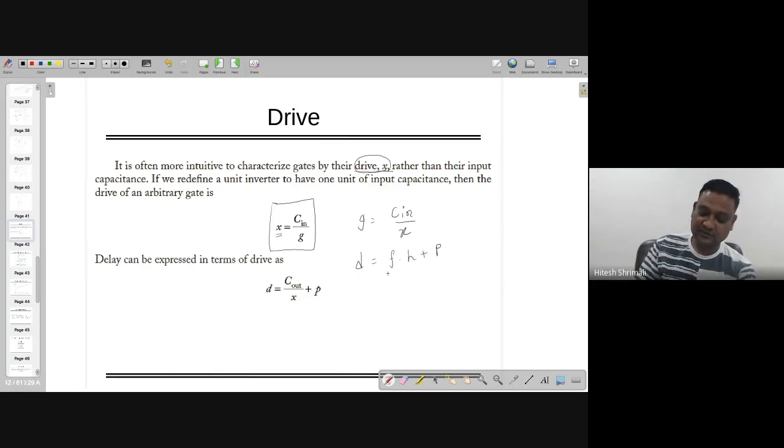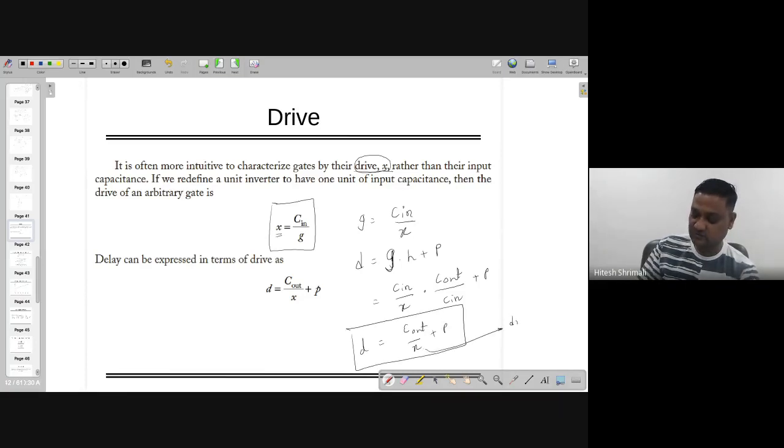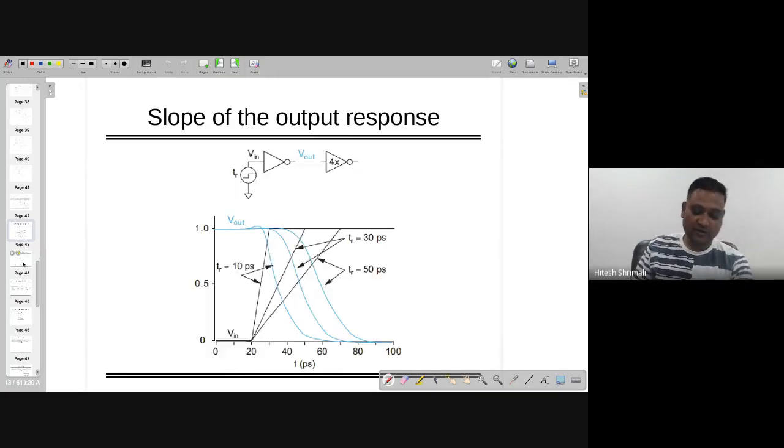The equation of delay is the popular one which we have used. This is g times h, where g is now C_in by x, and we know that h is nothing but C_out by C_in. So this is going to be equal to C_out by x plus p. So this is the modified equation in terms of drive x. So how much drive is possible from the particular gate is going to be decided by this equation now.